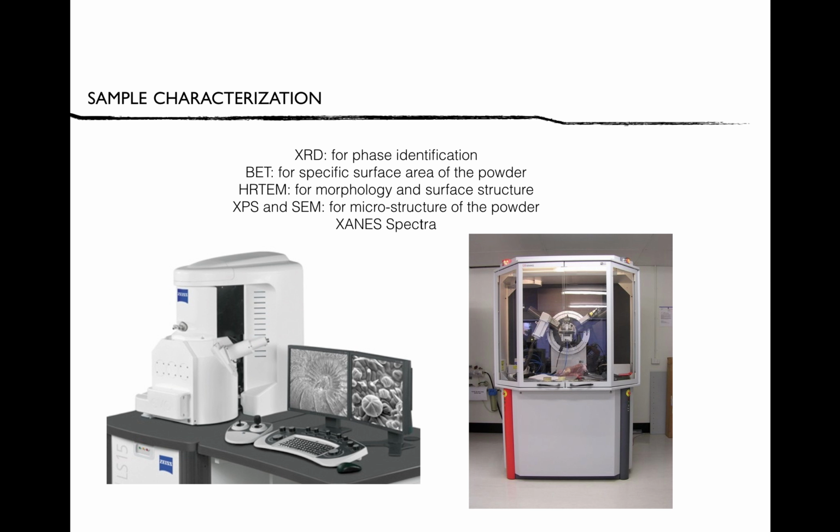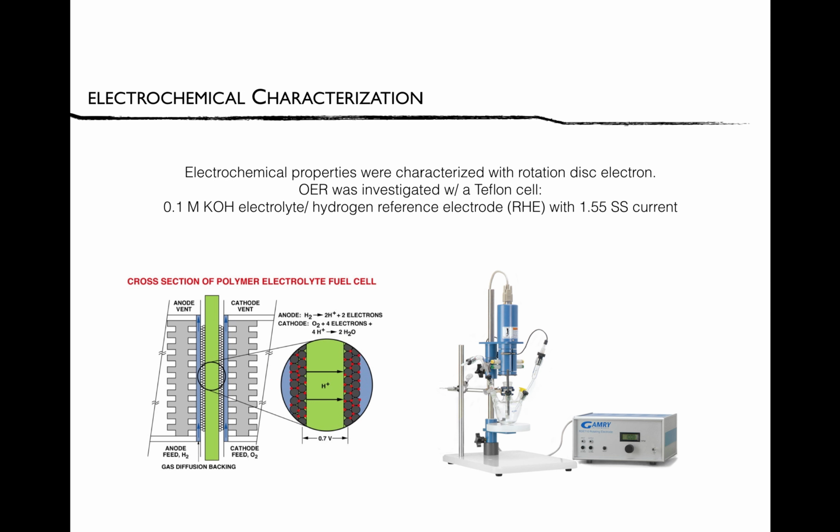They use XRD for phase identification. They use BET for determining the surface area, and they use HRTEM for morphology and surface structure, and XPS and SEM to look at the microstructure. And then they also resort to other spectrometry tools. When it comes to the electrochemical characterization, they use two methods. One of them is a rotating disk electrode method, and then they also use a Teflon fuel cell to investigate the OER activity in a basic environment.